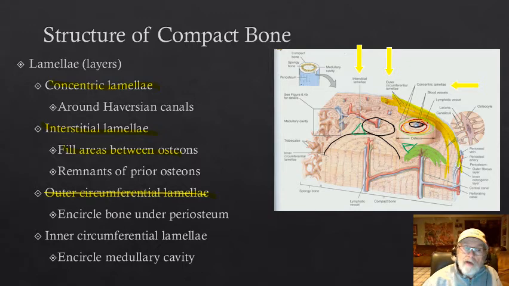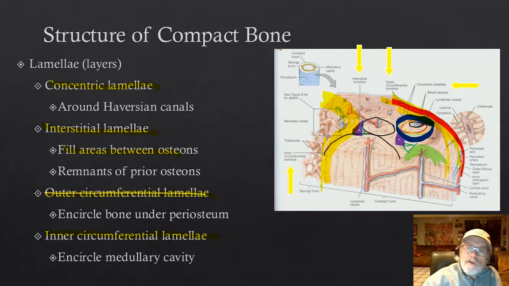Well, if I have an outer circumferential lamellae, I also have an inner circumferential lamellae, and that's going to be in this area right here. So basically, it's this row of osteons, or this row of lamellar structures of the bone that are on the inside. So basically, I have my concentric lamellae, I have my interstitial lamellae, I have my outer circumferential lamellae around the outside, and then I have my inner circumferential lamellae in this area. And basically that's the structure of compact bone.